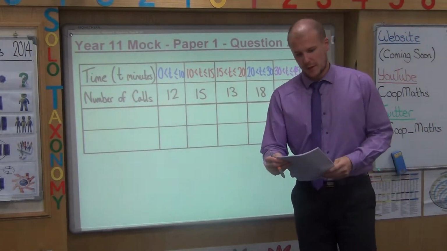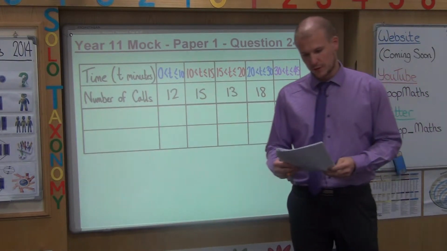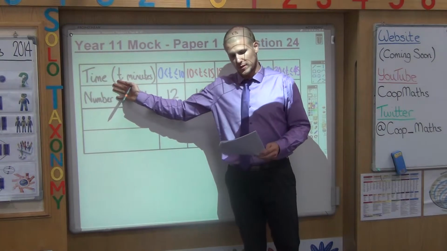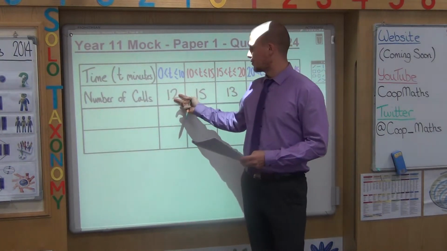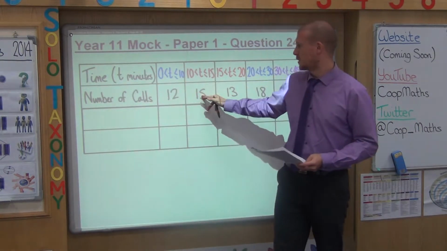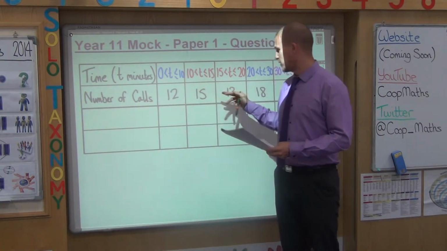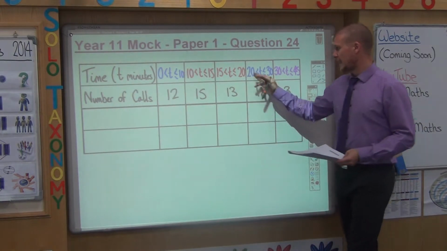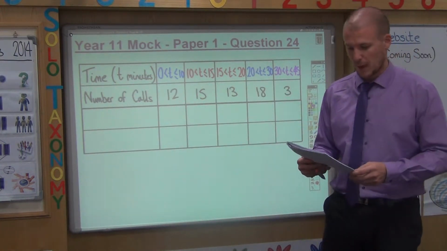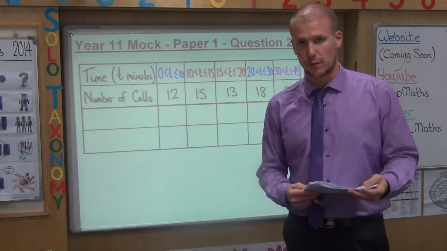Paper 1, question 24. Bill works for a computer service center. You end up with this frequency table. 12 calls lasted between no time at all and 10 minutes. 15 calls lasted between 10 and 15 minutes. 13 between 15 and 20. 18 between 20 and 30. And 3 between 30 and 45. On the grid, draw a histogram to show this information.